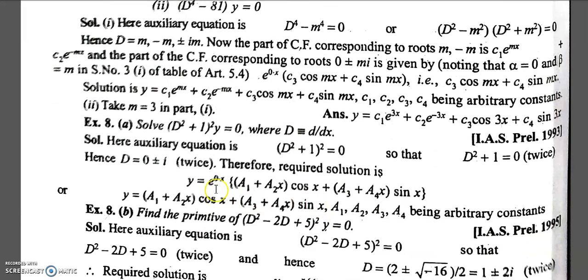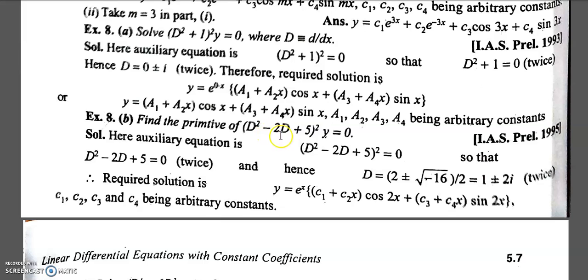Okay, so here we have d square plus 1 whole square, that means d square plus 1 twice. Whatever the solution is, that will be twice. So d equal to plus minus i, each twice. So there are two pairs of equal roots, right? As per our formula, how do we write the solution? y equal to e to the power 0x, because the alpha value is 0, and for these two pairs of equal roots we write c1 plus c2x cos x plus c3 plus c4x sin x, where c1, c2, c3, c4 are arbitrary constants. That is your solution.